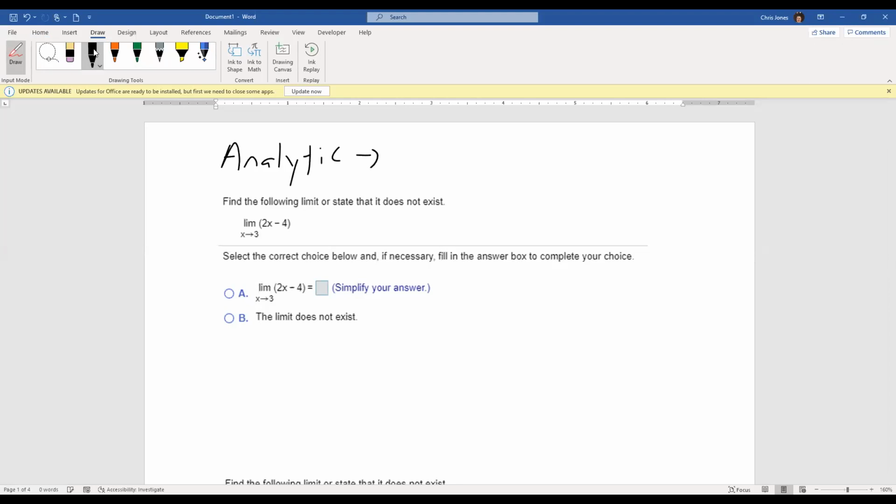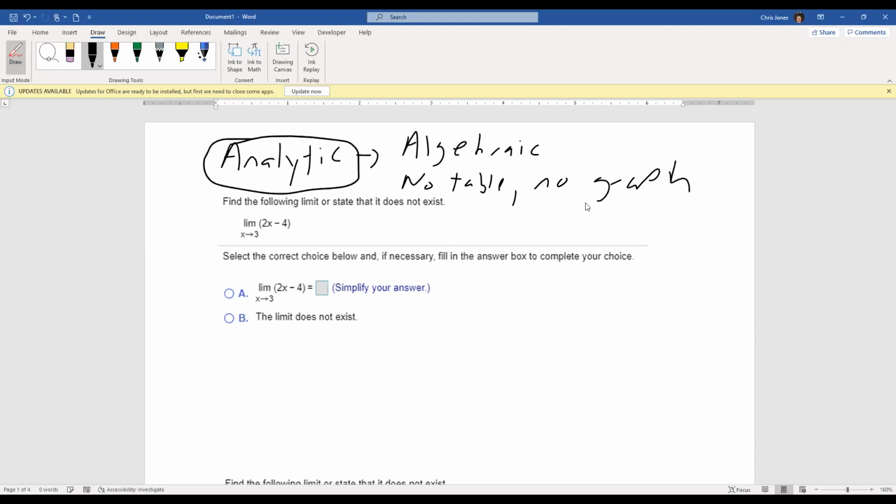Now, analytic is just a fancy way of saying the exact way or the algebraic way. So we're not using a table or a graph. All we have to rely on is our brain and a piece of paper. That's what we mean by analytic, and it is going to give us the exact value. So let's take a look at the different ways to analytically evaluate limits.